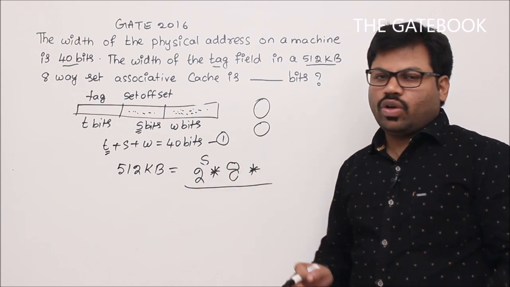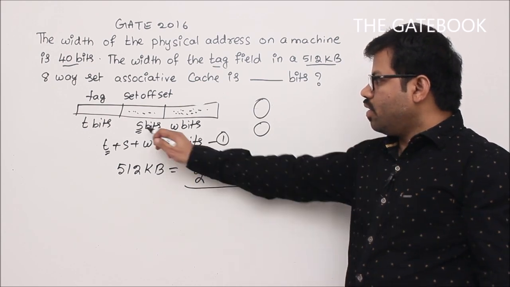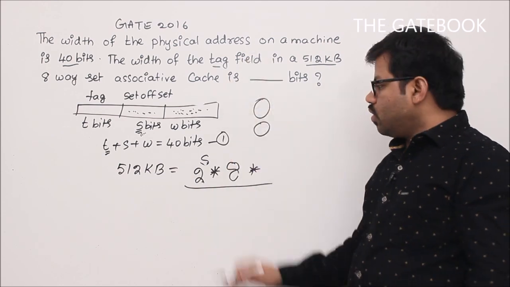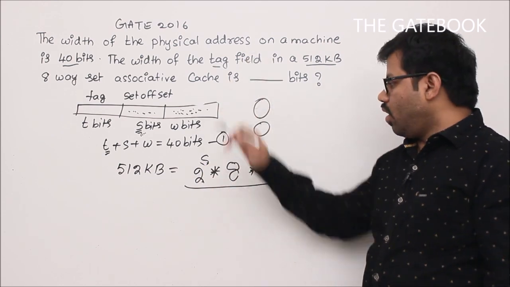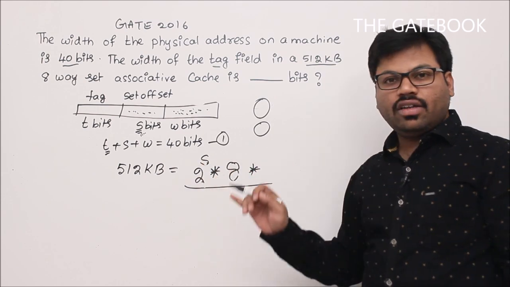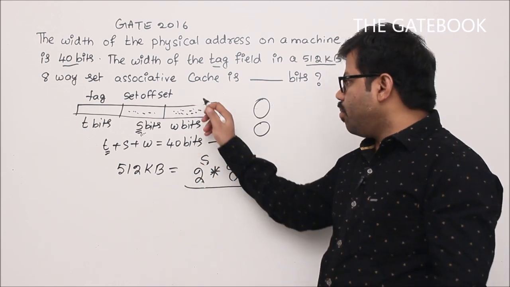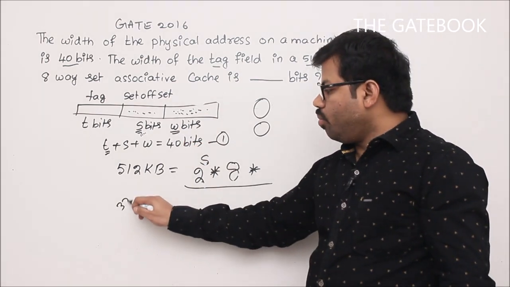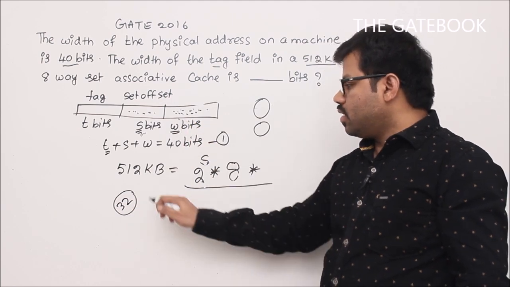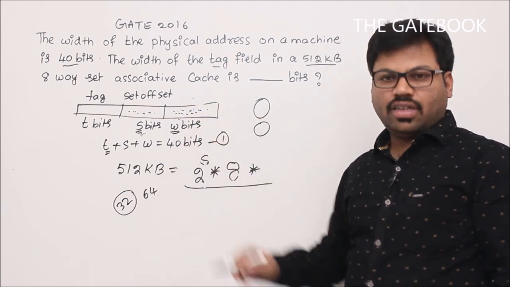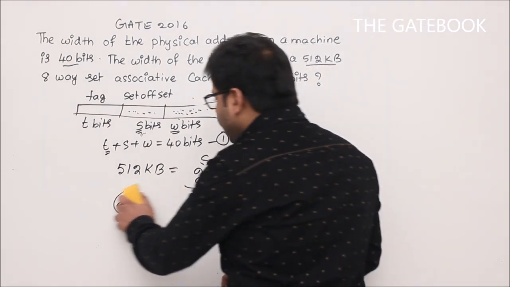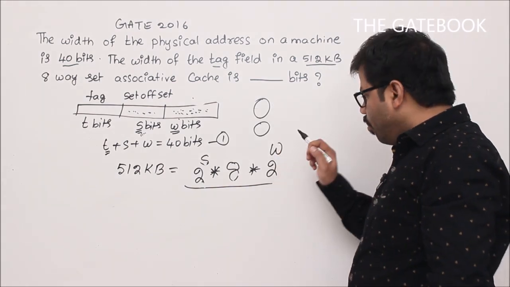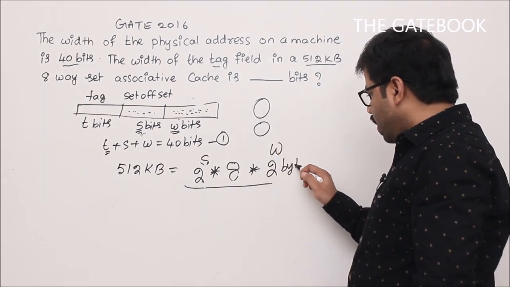Let me revise. You have some sets. How many sets you might have? Because you are using S bits for the set, then 2 power S sets. Out of each set you have 8 blocks. That's why total number of blocks are 2 power S into 8, and each block has capacity of some bytes. We know one thing. So this W bits comes from where? For a 32 byte cache block, 5 bits. 64 byte cache block, 6 bits, right? So similarly, if you have W bits, then 2 to the power of W bytes, correct?